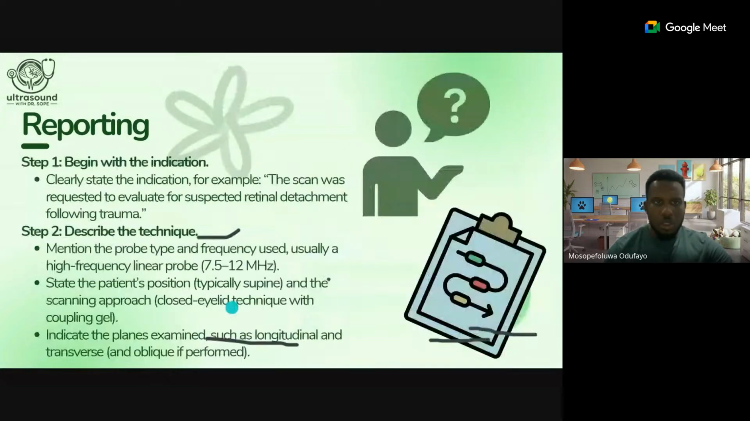Number one, begin with the indication. State the indication. So indication number one, this scan was requested to evaluate suspected retinal detachment, or this patient had leukocoria, or this patient had trauma to the eye, whatever. Then the next thing you're going to do is to describe your technique. What are the components of your technique? You are mentioning important things such as the patient positioning, the probe you used, is that okay? And the place you scanned, along which you took your images.